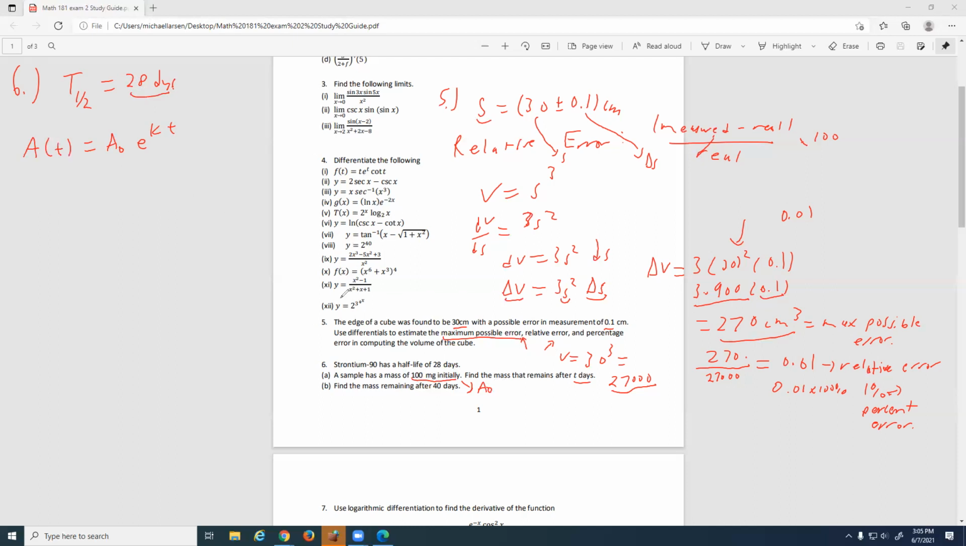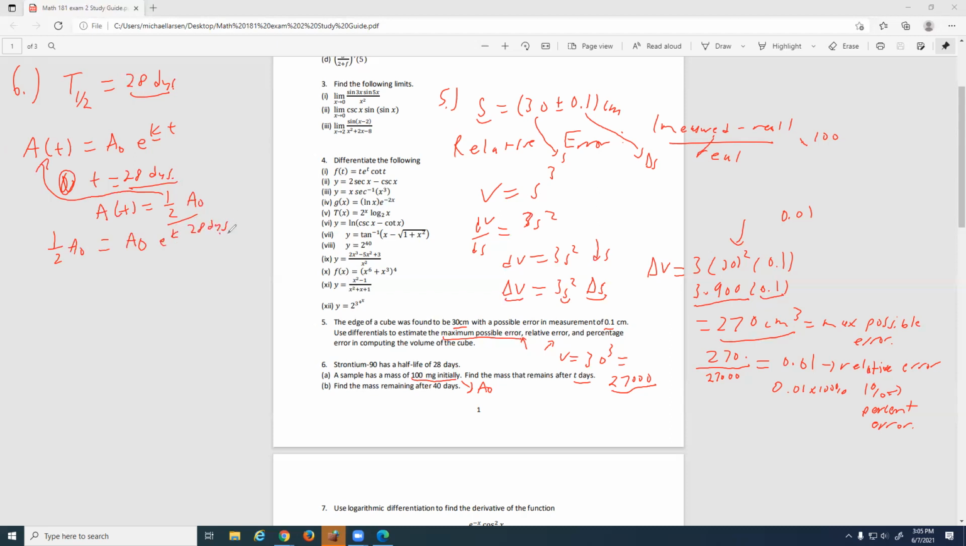We want to find the generic equation in terms of t, so we want to find k. We know that at t equals 28 days, A of t is going to be equal to half our initial, because that's the half-life. At that time, we should have half the amount of strontium 90 as when we started. So we can use these two bits of information to solve for k. I'll plug in 1/2 A naught for A of t. Then we still have A naught over here, and then e to the k times 28 days.